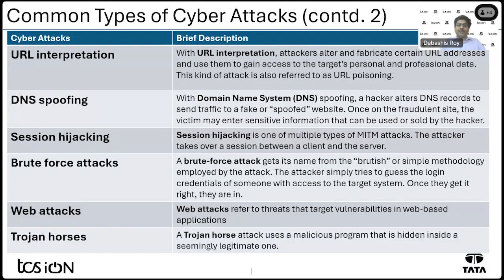URL interpretation is another attack, where you fabricate certain URL addresses and use them to gain access to the target's personal and professional data. Suppose you're opening a bank site, but instead it opens some other site which looks like your bank site, but is not. The moment you give in the password and authentication, it redirects and withdraws all the money from the account itself. This is called URL interpretation, and it happens.